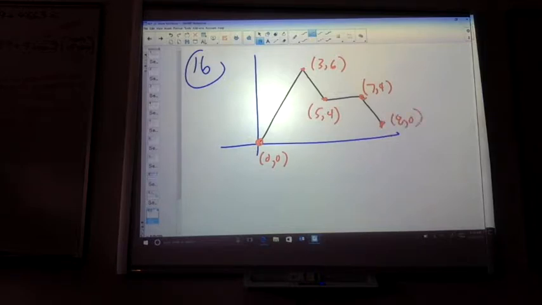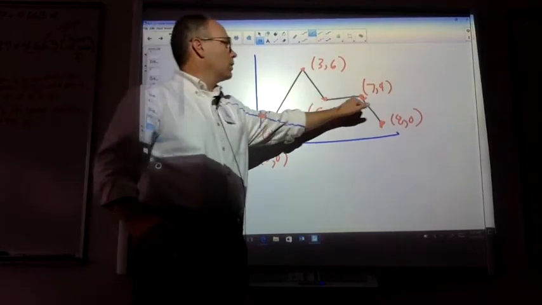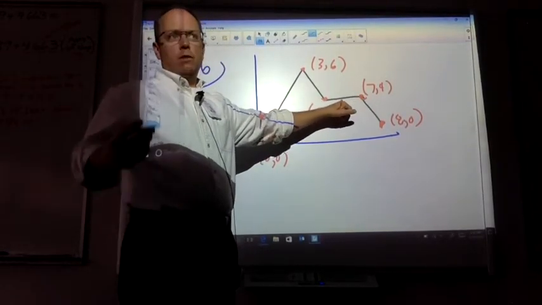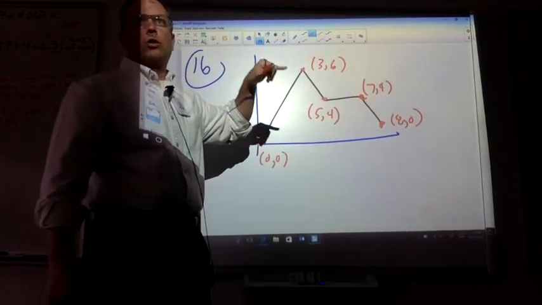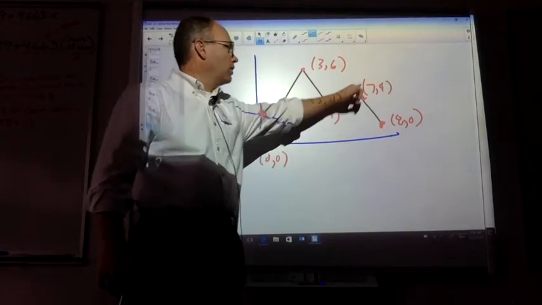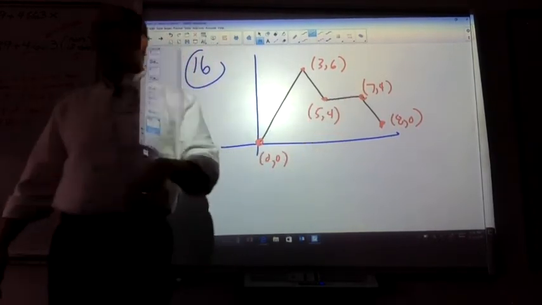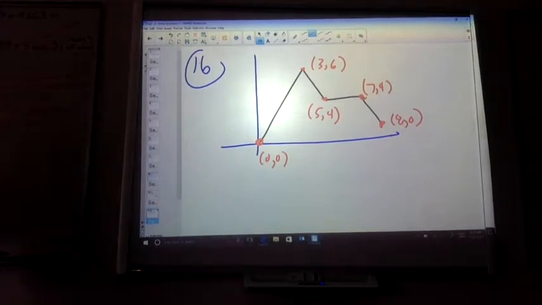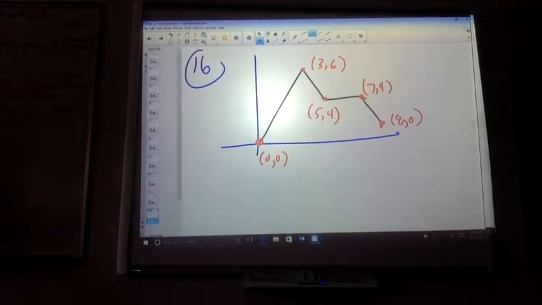Any ideas? Any idea what kind of line this is? Good. All lines are straight, but 5, 4 to 7, 4, what does that tell you? It's constant, so it's a horizontal line. Okay? All right, so let's talk about the domain and the range of this graph.